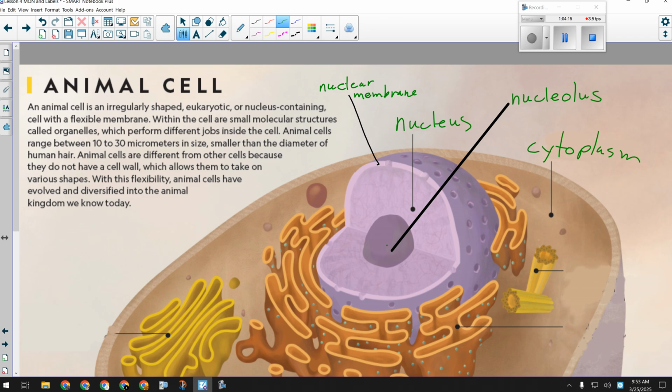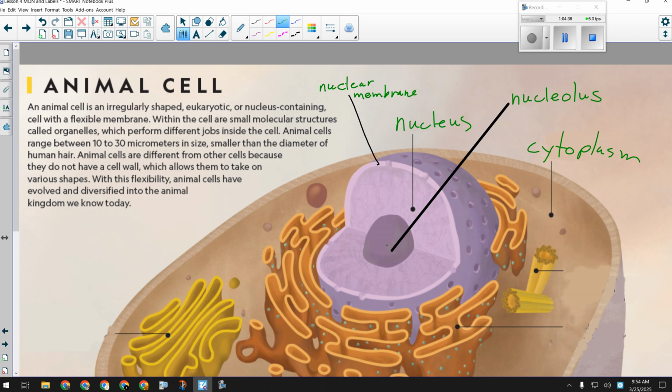What are the yellow things? Those weren't in the plant cell. What's one of the things the animal cell has that the plant cell doesn't? Okay, it does have lysosomes, but the yellow things are not lysosomes. They are, starts with C.